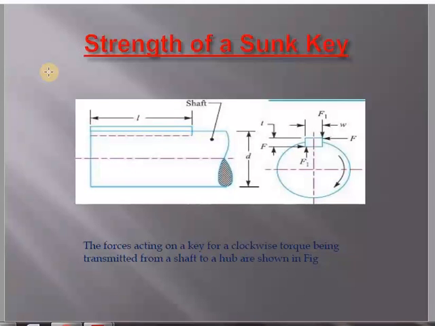Next we have the strength of the sunk key. The figure shows the force acting on a key for a clockwise torque being transmitted from a shaft to a hub, as shown in the figure. Here you can see this is the thickness of the key, this is the length of the key, and this is the shaft. F is the tangential force which is acting on the key, and W is the width of the key.